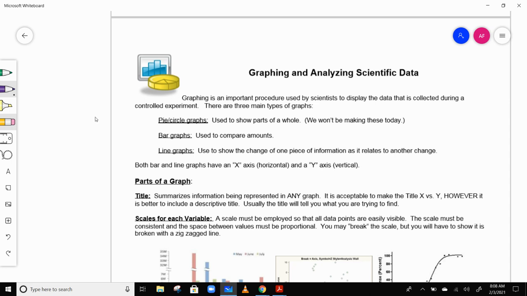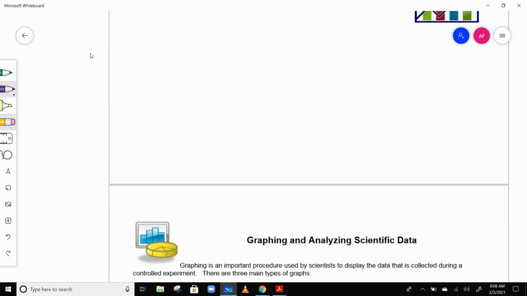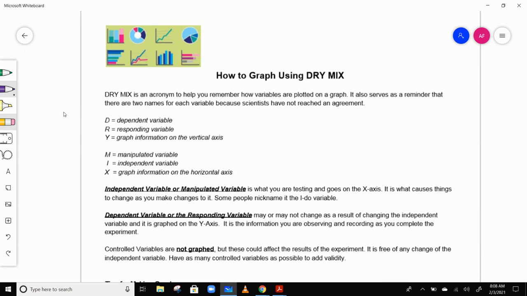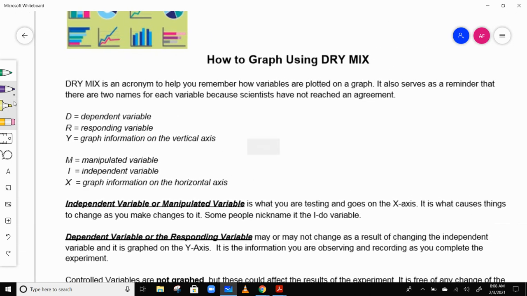today. And when we use bar and line graphs, we follow this little acronym here called DRY MIX. Okay. And it helps us to remember what variables are plotted on which axes on the graph. So DRY MIX stands for D is dependent variable. It's the responding variable, and so it's the one that responds. It's usually the data that you're taking. And then that is graphed on the y-axis. So it's graphed on the vertical axis.